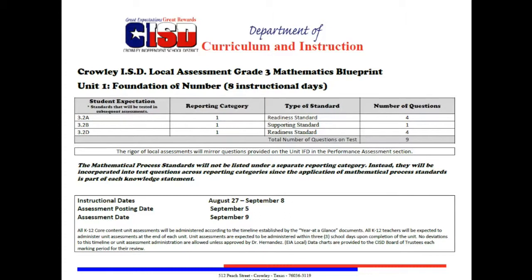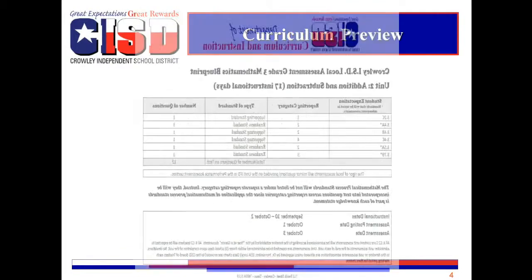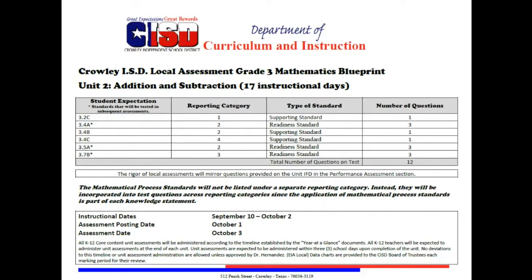As per the local assessment guidelines, teachers are to administer unit assessments within 3 school days upon completion of the unit. Please pause for a moment to review the Unit 2 Local Assessment Blueprint. 17 instructional days will be utilized for Unit 2. September 10th through October 2nd are instructional days for Unit 2. The Unit 2 Local Assessment will be available for printing on October 1st, and the unit should be assessed on October 3rd. Please keep in mind that teachers are to administer unit assessments within 3 school days upon completion of the unit.